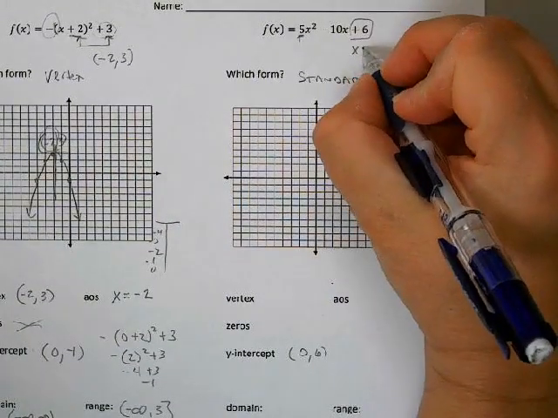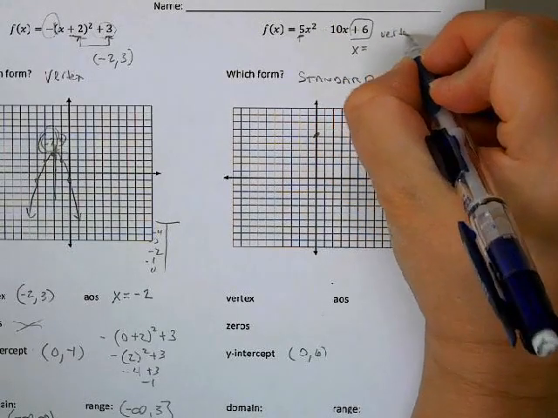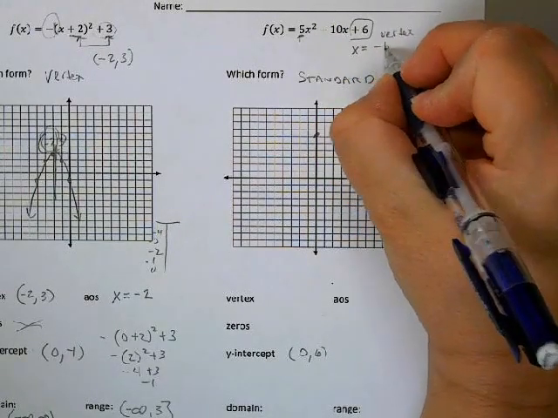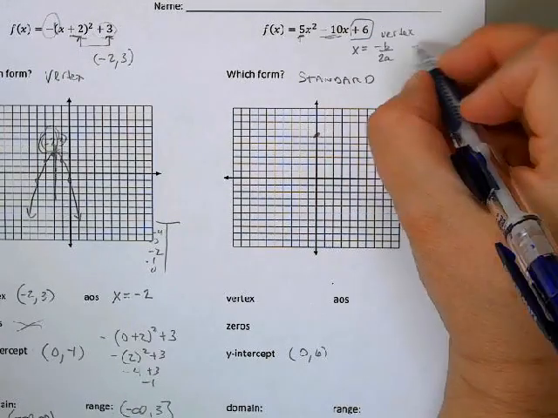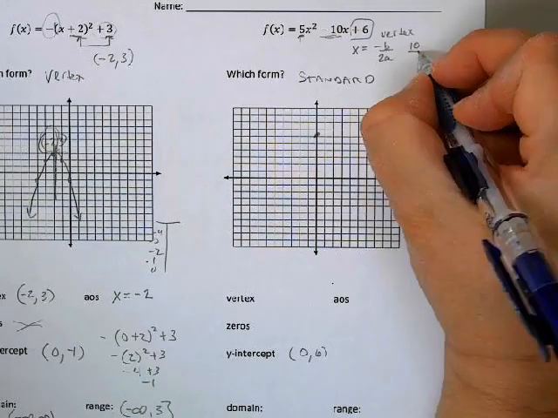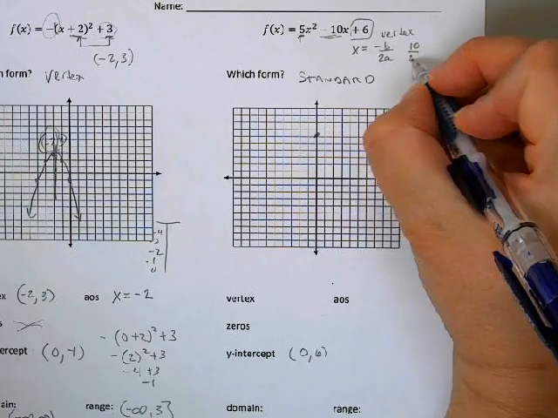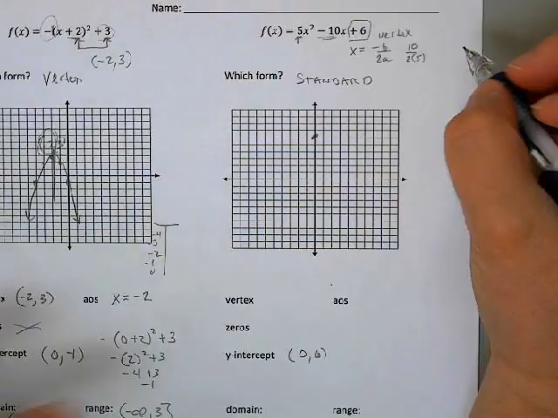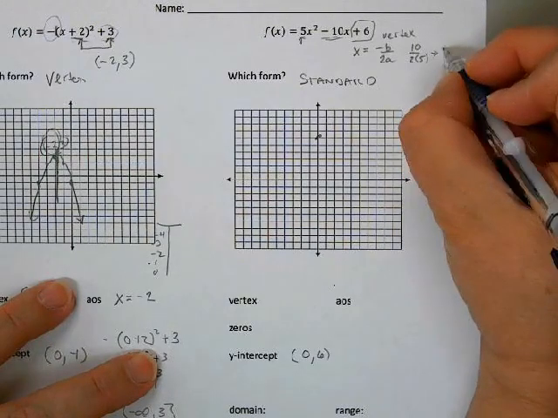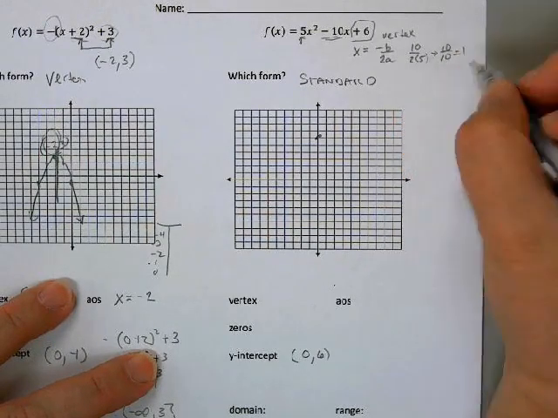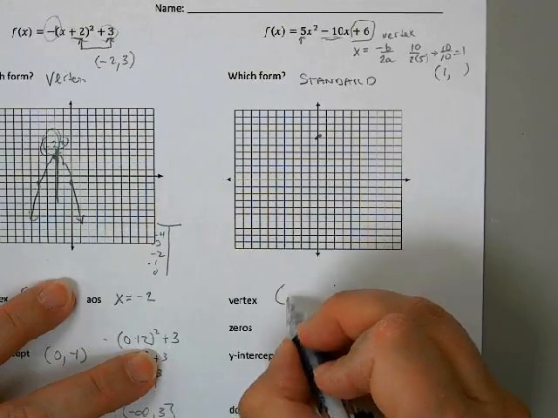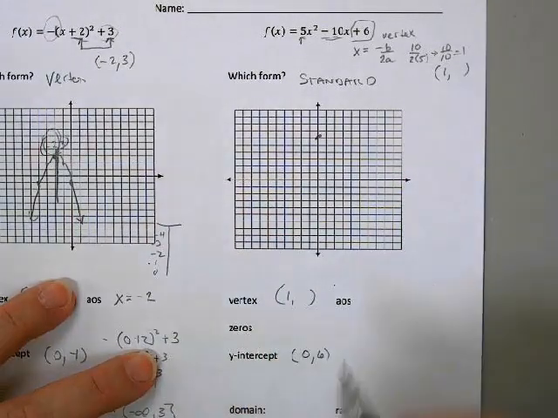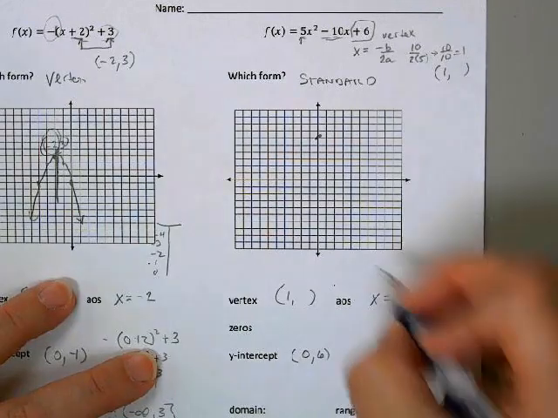To find the x value of the vertex, we're going to do the opposite of b over 2a. My b value is negative 10, so the opposite of negative 10 is positive 10 over 2 times a, which is 5. So I have 10 over 10, which is 1. So my vertex x value is 1. So I know that my axis of symmetry is at 1.